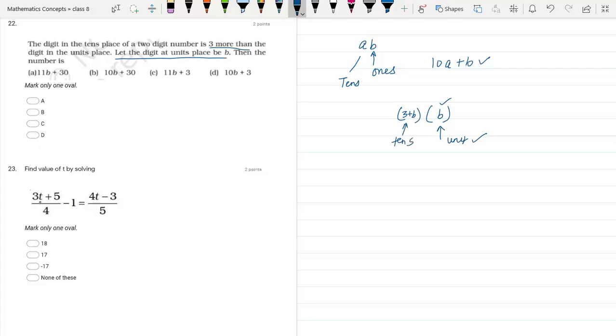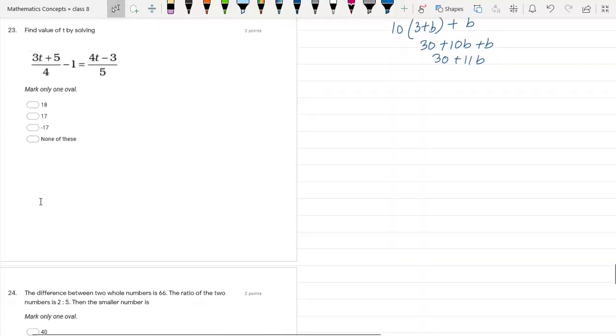Again you can read the question. The digit in the tens place of a 2-digit number is 3 more than the digit in the unit place. So if in the unit place we have B, we have tens place 3 plus B. Simple. Now what is the number? We will just multiply 10 with the tens place, that is 10 into (3 plus B) plus B. Now solve it. 10 times 3 is 30, plus 10B plus B. So the answer is 30 plus 11B, which is your first answer, 11B plus 30. So done.